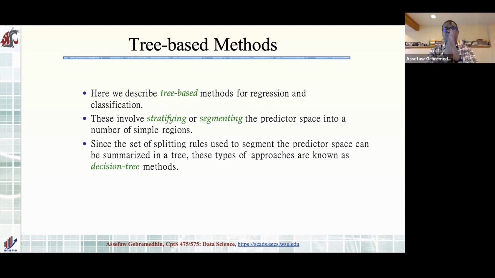So I'm telling you what's going to show up in the very last slide when we finish. Spoiler alert. We are going to be using rules to do this segmentation, this predictor space classification or grouping, and that's where the notion of a tree will come. And so for this reason, these are called decision tree based methods.